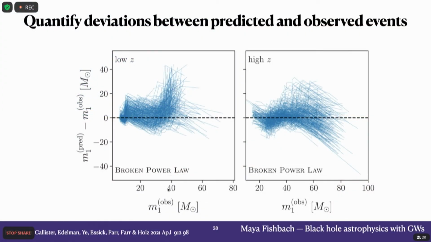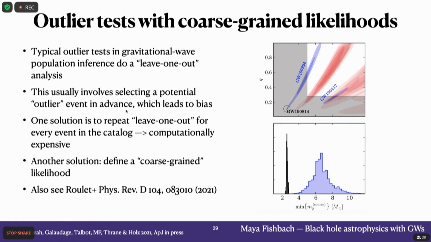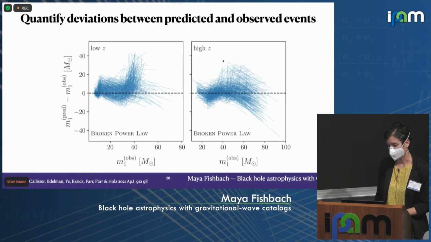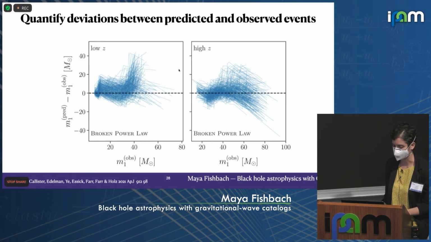And another way you can look at these posterior predictive checks, you can try to make plots like this, which show the difference between the predicted and observed in just the primary mass as a function of the observed. If the model is doing a good job of fitting the data, then there should be some fluctuations where we overpredict the primary mass and some where we underpredict. And on average, we should be getting the same prediction as the observed mass. And this is just splitting the data into low redshift and high redshift because this is from the same paper, looking at that same question.